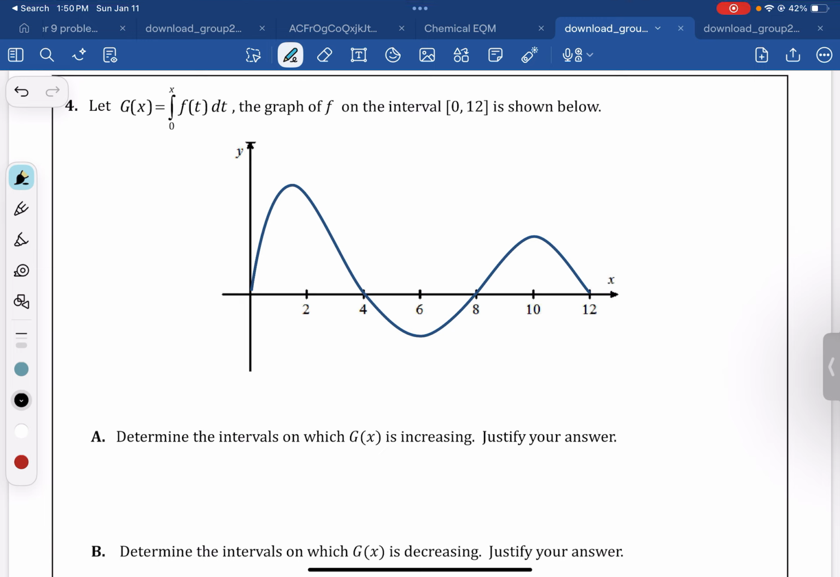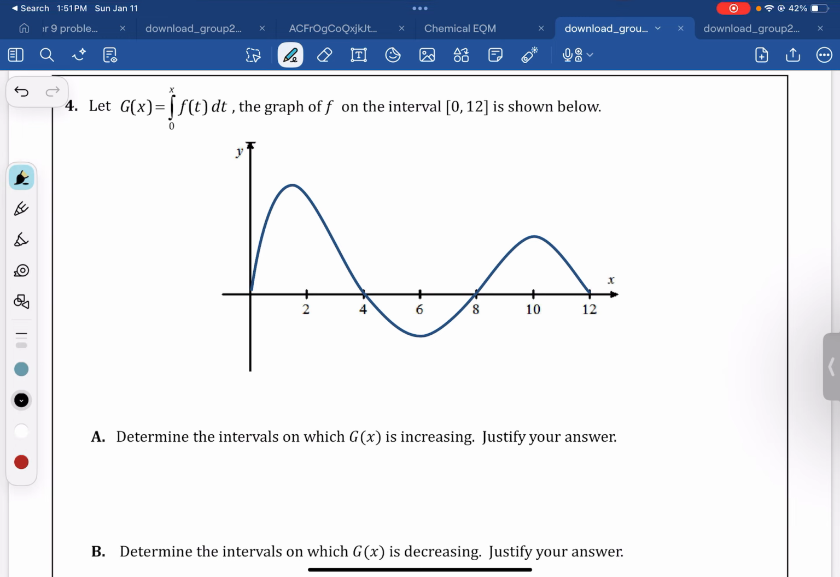So let uppercase G of x equal the definite integral from 0 to x of f of t dt. The graph of f on the closed interval 0 to 12 is shown below. Determine the intervals on which g of x is increasing. Justify your answer. So g of x is the antiderivative of f of t.